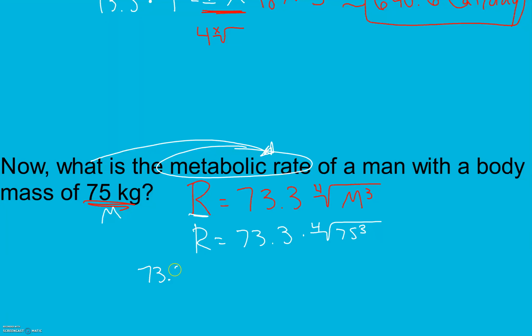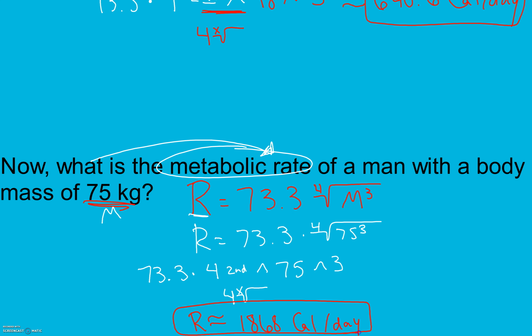Again, we're going to take 73.3 times 4. And then to get that fourth root, we have to use the second key and then press this, which again should give us something that looks like that in our calculator. And then we type in 75 raised to the third power. Here, our rate is approximately 1,868 calories, and that's per day. So again, the biggest thing there is making sure we're getting the radical right when we type that in.